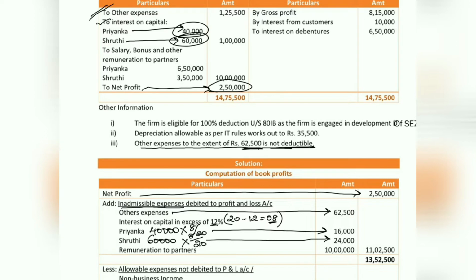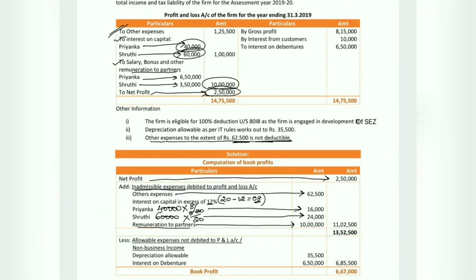The next point we have is salary, bonus and other remuneration to the partners. For Priyanka it is 6,50,000 and for Shruti it is 3,50,000. So the total of 10 lakh will be our inadmissible value of remuneration. Whenever remuneration is paid to partners, it will always be treated as inadmissible value. So the complete 10 lakh will be treated as inadmissible. Net profit of 2,50,000, adding all these inadmissible values, we get 11,02,500. So the total comes to 13,52,500.